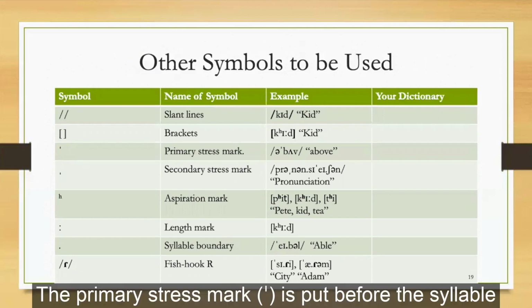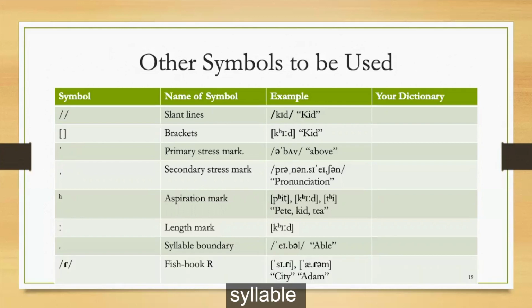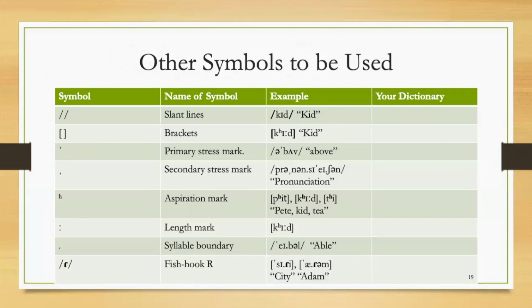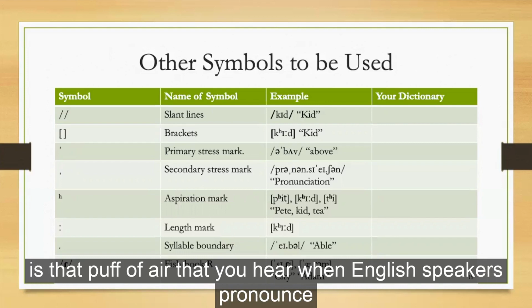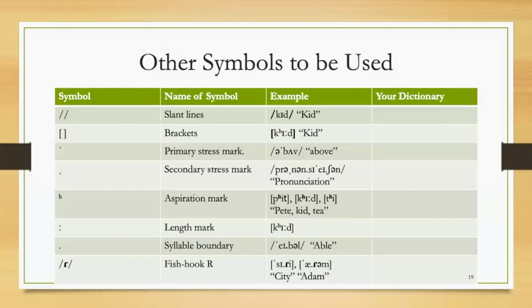Primary stress mark is put before the syllable that is the most prominent. Secondary stress marks are put before the syllable that is the second most prominent syllable in a word that has 2 syllables or more. A raised H will be used to mark aspiration. Aspiration is that puff of air that you hear when English speakers pronounce the P, K, and T at the beginning of words like peed, kid, and tea.